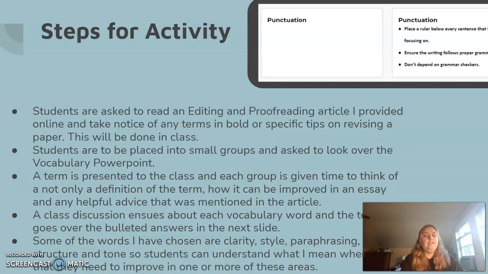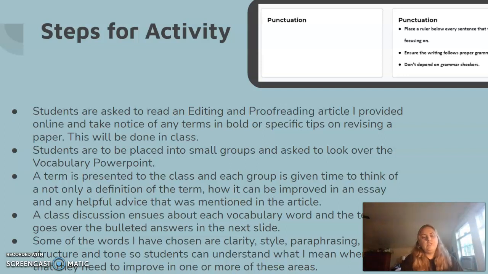A term is presented to the class, and each group is given time to think of not only a definition of the term, but how it can be improved to better their essay and provide helpful advice that was mentioned in the article. A class discussion will occur with each vocabulary word, and the teacher will go over the bulleted points in the next slide.